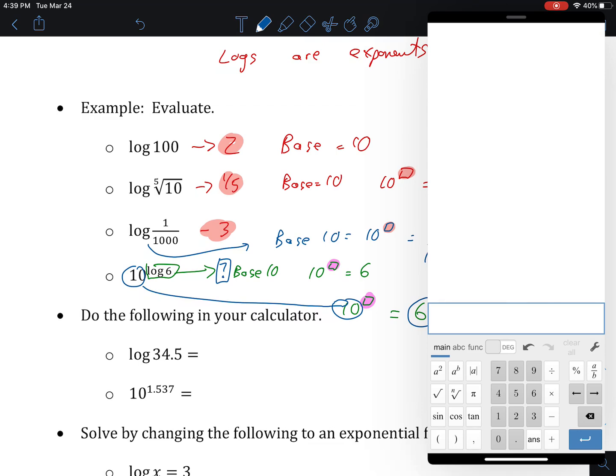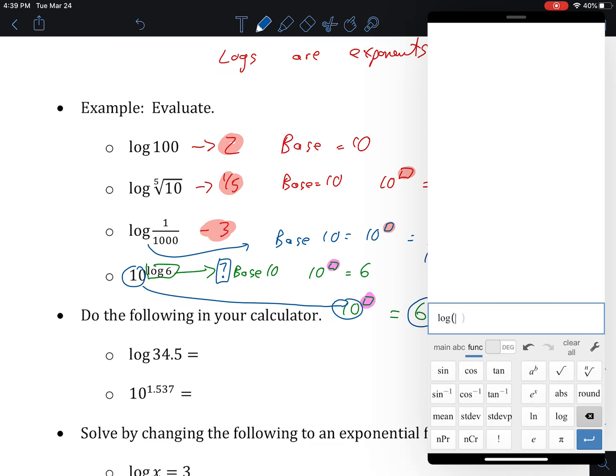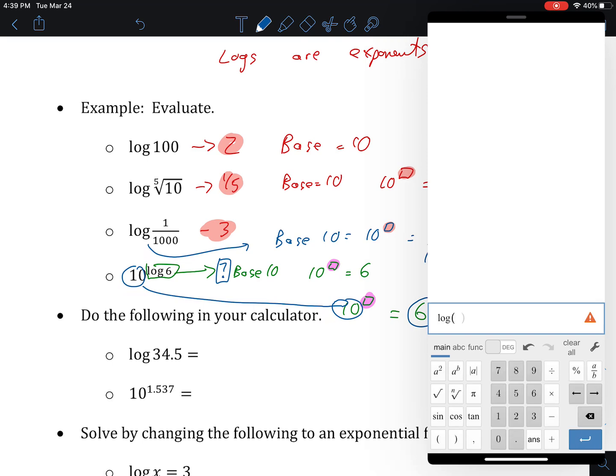All right, do the following in your calculator. If you see, I can see, should be here, function log. Beautiful.